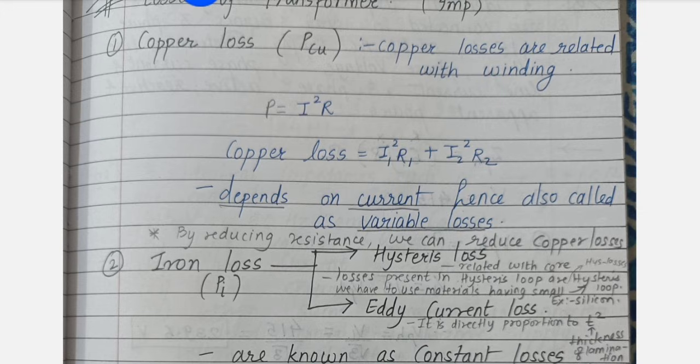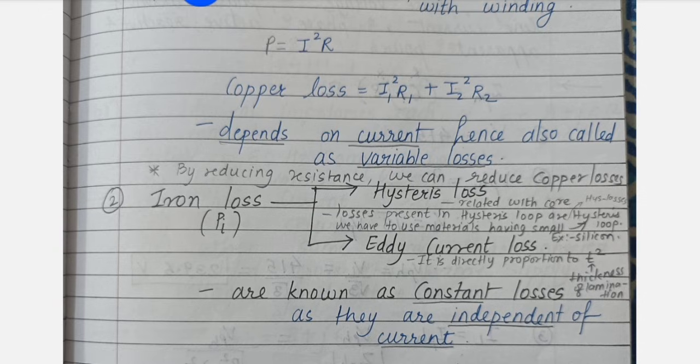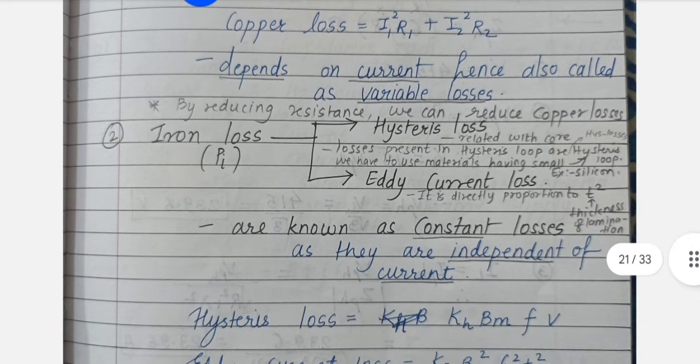Remember that it depends on current, hence it is also called a variable loss. We all know current keeps on changing, so we can say that it is a variable loss. Okay, then at last you have to mention that by reducing the resistance, as we all know the formula for it is I square R, so by reducing resistance we can reduce the copper loss. So for iron loss we have two types of losses, hysteresis loss and eddy current loss. So if we have to explain about iron losses, what can we explain?